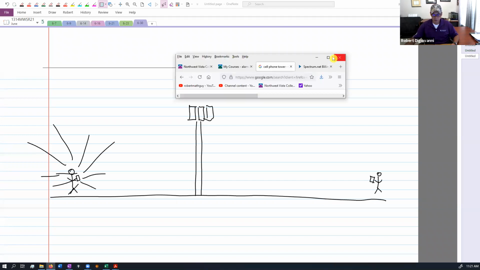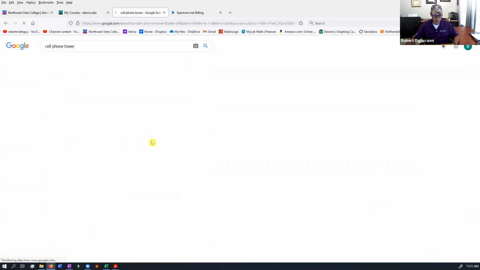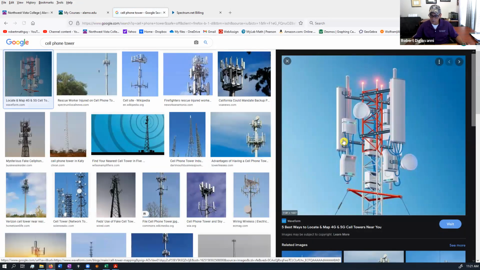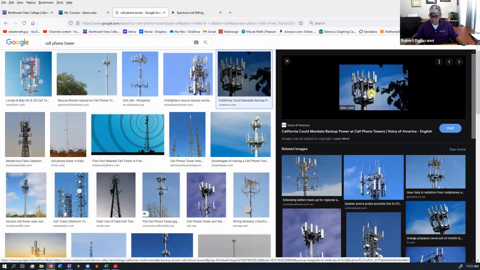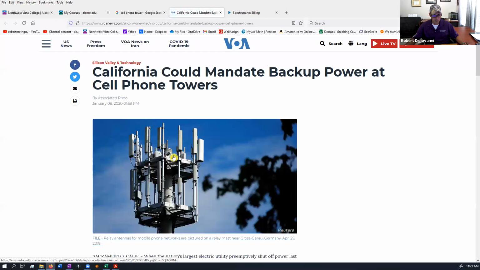Here we go. Let me show you a picture. This looks like a decent picture. Yeah. There we go. Something like this on top of a tower. That's a cell phone tower.